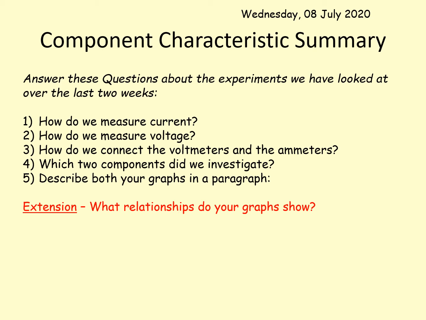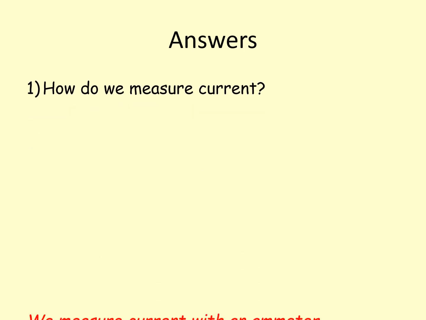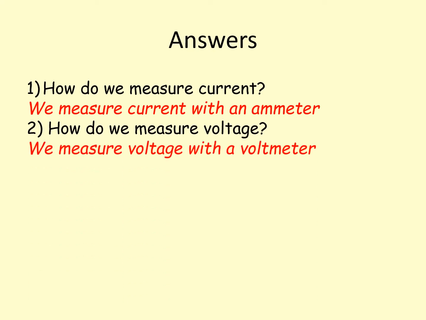So you should have had a chance to do that now, and these are the answers that you could have come up with. Number 1, how do we measure current? Well, we measure current with an ammeter, and if you're drawing its circuit symbol, it would be a circle with an A in it. Number 2, how do we measure voltage? Well, we measure voltage using a component which is called a voltmeter.